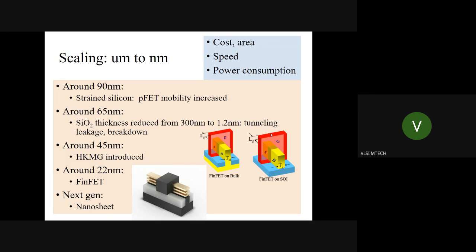Around 22 nanometers, we introduced the FinFET, which you all know and probably are working on. The next gen is nanosheets. These devices have been announced recently by Samsung, TSMC. Intel also came up with the nanosheet. They call it the RibbonFET recently. So it's more or less certain that we are going in the nanosheet direction, and it's obvious. It's the logical step from FinFETs. Okay, so that's sort of where we stand right now.